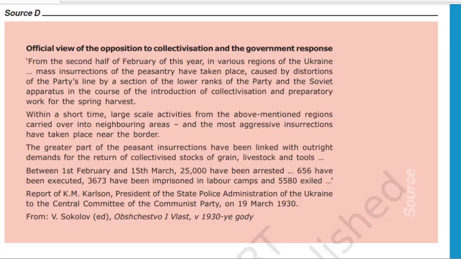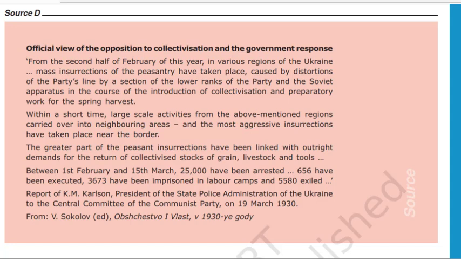Source D. Official view of the opposition to collectivization and the government response. From the second half of February of this year, in various regions of the Ukraine, mass insurrections of the peasantry have taken place, caused by distortions of the party's line by a section of the lower ranks of the party and the Soviet apparatus in the course of the introduction of collectivization and preparatory work for the spring harvest. Within a short time, large-scale activities from the above-mentioned regions carried over into neighboring areas, and the most aggressive insurrections have taken place near the border.